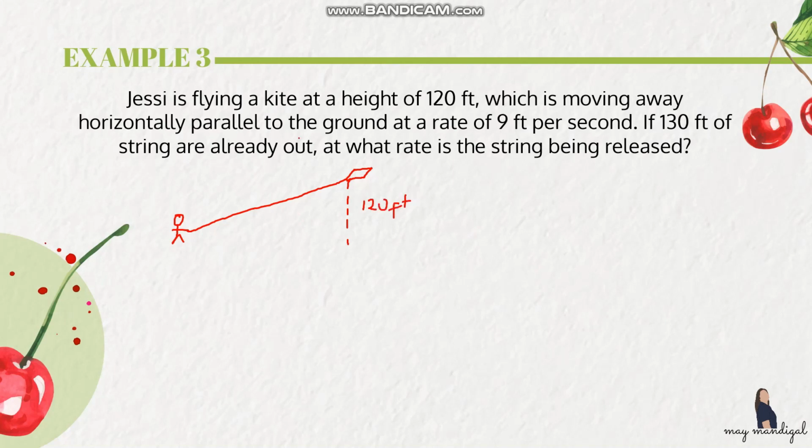which is moving away parallel to the ground. So the movement of the kite is horizontal, so it is not increasing in height anymore. So the movement is horizontal to the ground at the rate of 9 feet per second. So if this is the ground, that means it moves parallel to the ground at 9 feet per second.